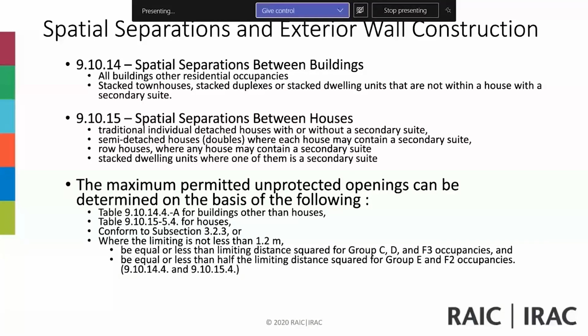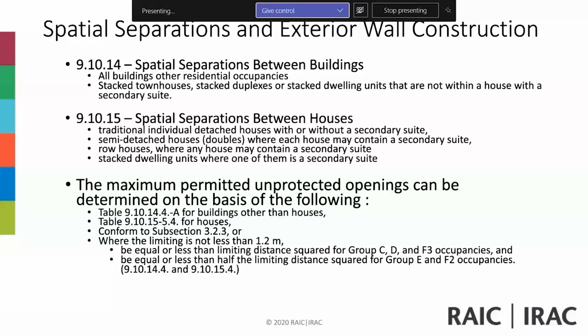In terms of provisions, the maximum permitted unprotected openings can be determined based on the following. And this is where we see options of going either to Table 9.10.14.4A for buildings other than houses, or Table 9.10.15.5.4 for houses. If you conform to 323, you can go to 323, Part 3 for calculating maximum permitted unprotected openings, because it has tables for unsprinklered buildings that are very detailed, so you might want to go to them.